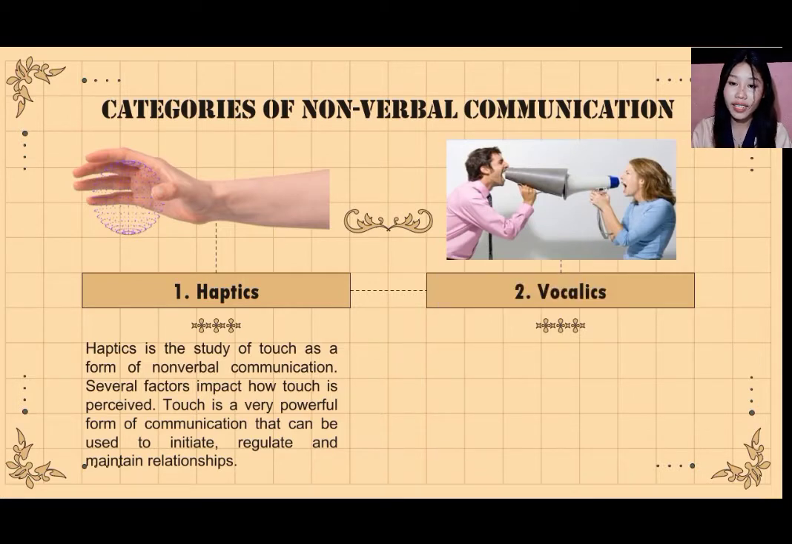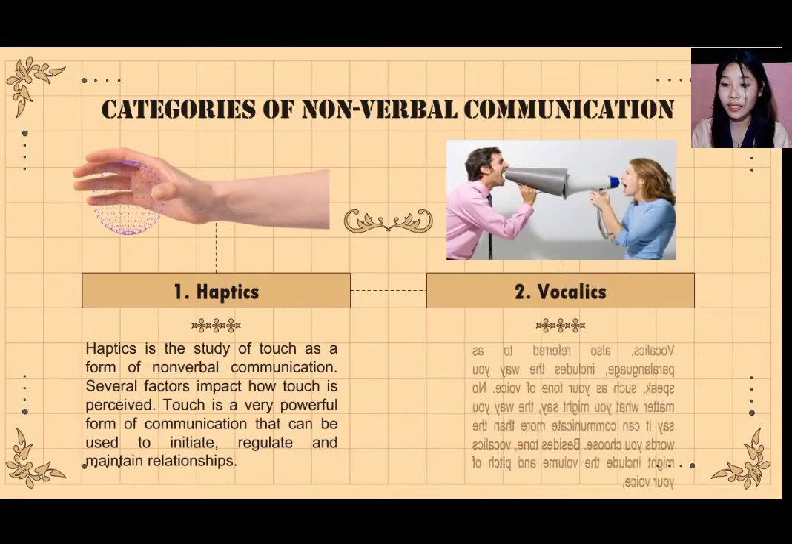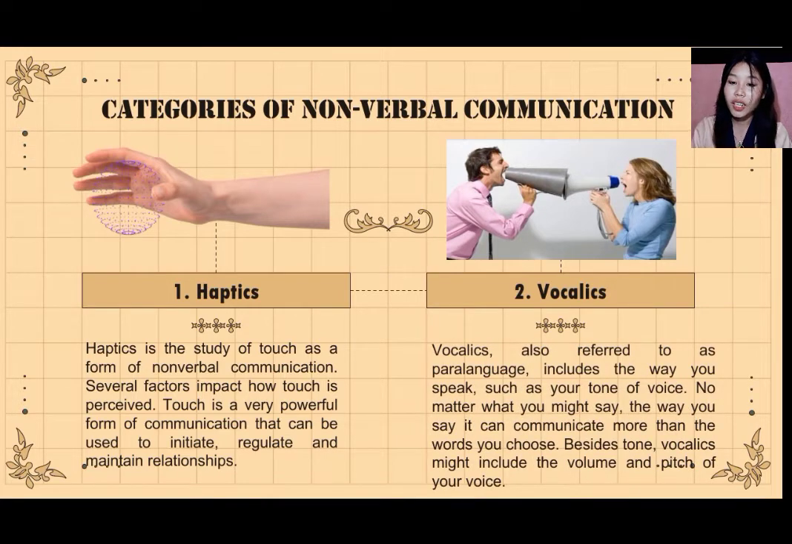Then we have the next category, which is the vocalics. Vocalics is the study of paralanguage, which includes the vocal qualities that go along with verbal messages, such as pitch, rate, vocal quality, and verbal fillers. As Anderson says, pitch helps convey meaning, regulate conversational flow, and communicate the intensity of a message.